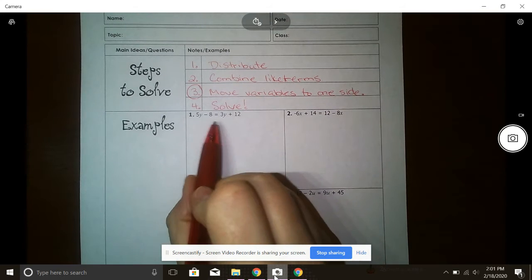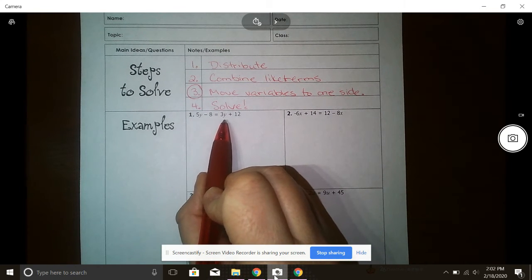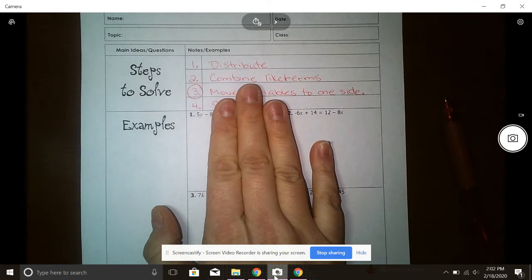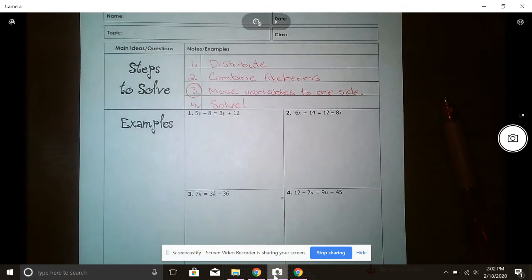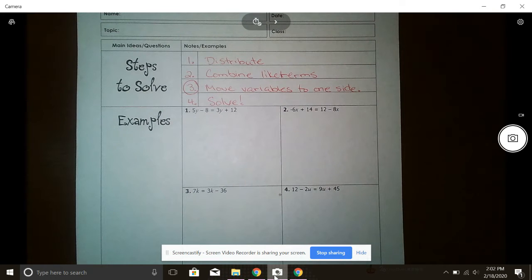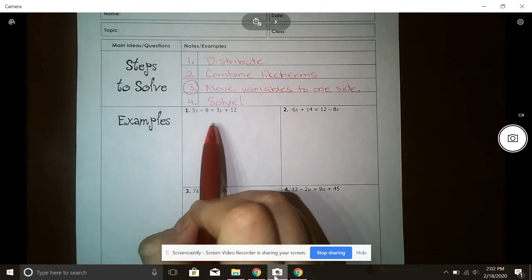So this first problem has no distribution to do. There's no parentheses telling us to multiply. So I'm moving on to step 2, which is combining like terms. Well, if you cover up the right side and only look at the 5y minus 8, those are not like terms. And same if I cover up the other side. There are no like terms to combine. So I really don't have any work to do for steps 1 and 2. So I'm going to focus on this new piece, moving the variables to one side.